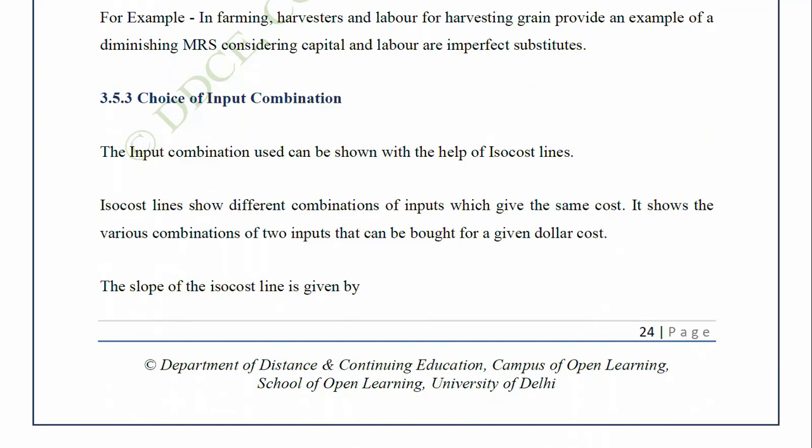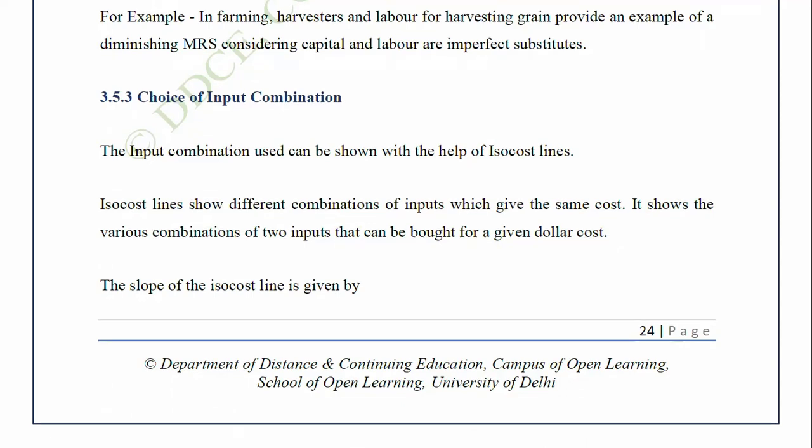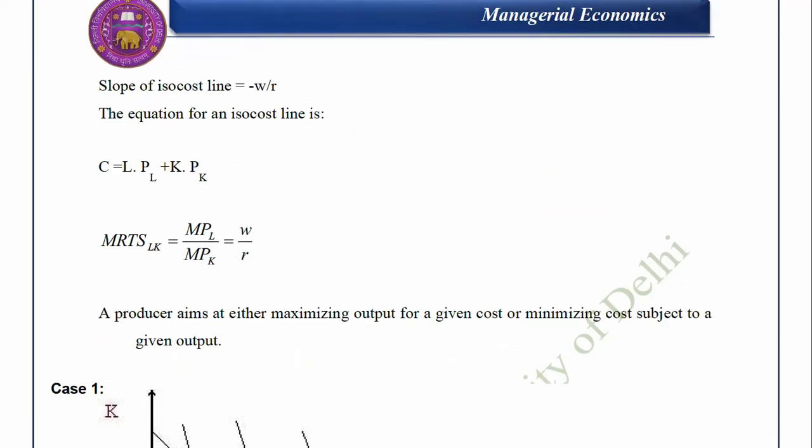3.5.3 Choice of input combination. The input combination used can be shown with the help of iso-cost lines. Iso-cost lines show different combinations of inputs which give the same cost. It shows the various combinations of two inputs that can be bought for a given dollar cost. The slope of the iso-cost line is given by negative wage upon rate of interest.